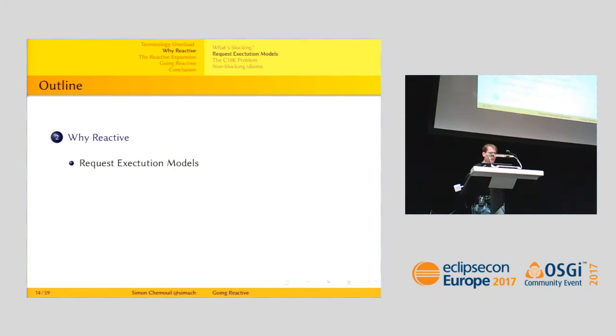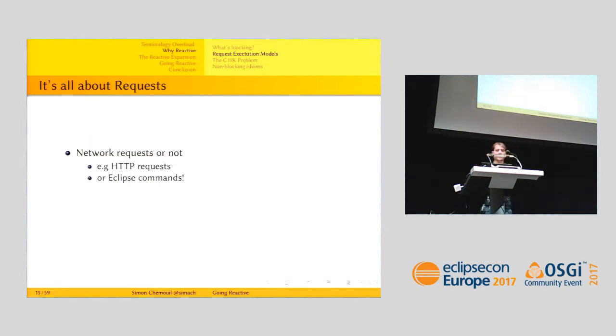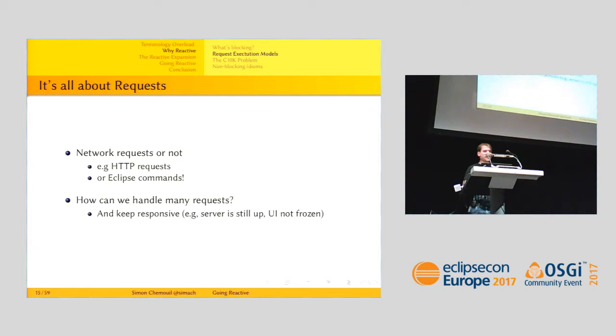So where does this come from? It comes from the request execution model that we have. Requests can be HTTP requests, but it can also be Eclipse when I click on an item or on a small logo, and it starts something. And the question is, how can I handle many requests, like 10K requests, and keep responsive, so my server is still up as far as it can, or my UI is not frozen? When you have a frozen UI, basically you're making the UI threads busy, blocked by some I/O often. Those are the same kind of problems. So it's not necessarily only about networking.